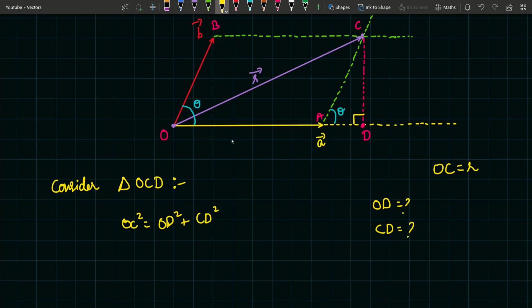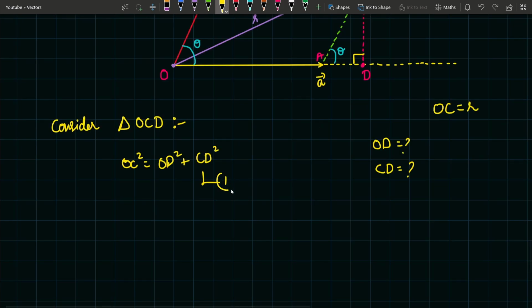If you see carefully, OD is nothing but OA plus AD. Let us call this equation number 1. So OD is nothing but OA plus AD. I know OA. OA is the A vector, so the magnitude of the A vector is the length of OA. So I know OA equals A. I'm taking the magnitude of the A vector to be A, small a. So if I find AD, then OD is done.